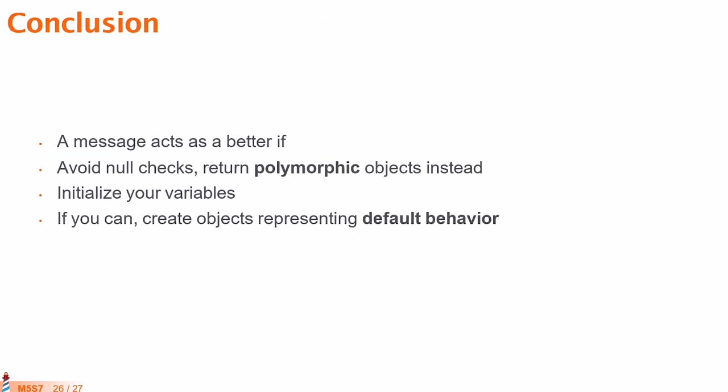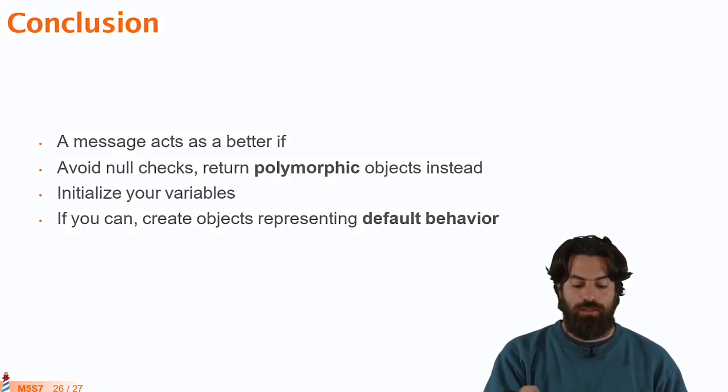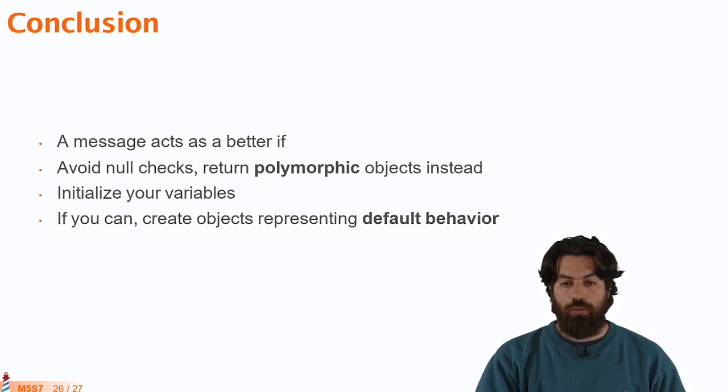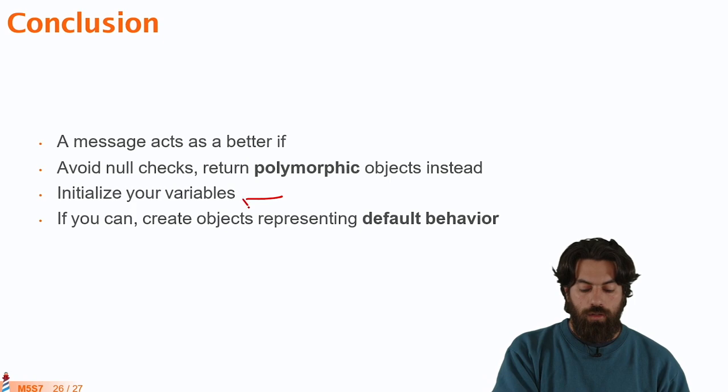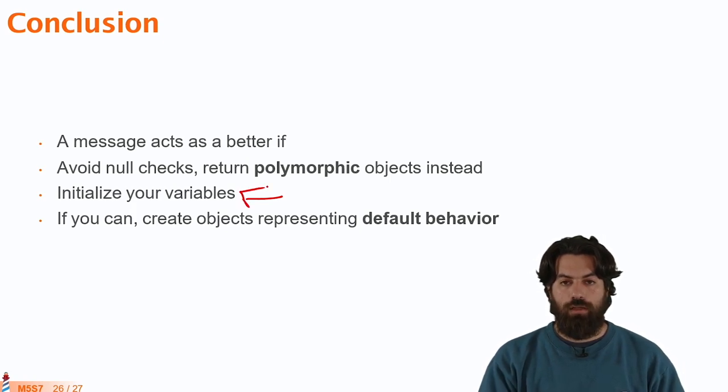A null object is a way to use messages to manage default values and default cases in the behavior of our systems. We can dispatch messages instead of if checks. We can avoid null checks by returning polymorphic objects, either by using objects that are already available in the system, like collections and zeros, or by creating our own null objects. And also remember to initialize your variables to avoid checking for nil in the client.